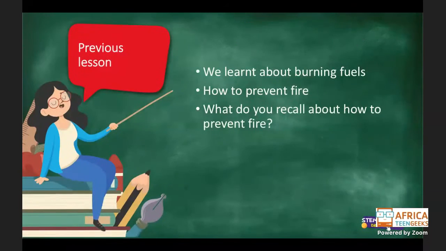Okay, in the previous lesson, we learned about burning fuel and how to prevent fire. What can you recall about the prevention of fire? Can you type in your chat box what you recall about the prevention of fire, or how to prevent yourself from fire, or any safety tips that you remember? Can you type in your chat box four safety tips, please?